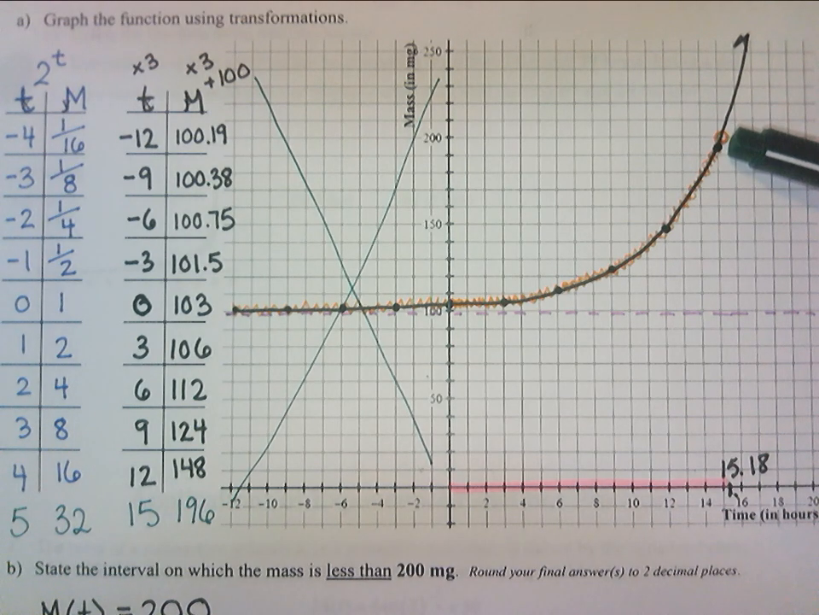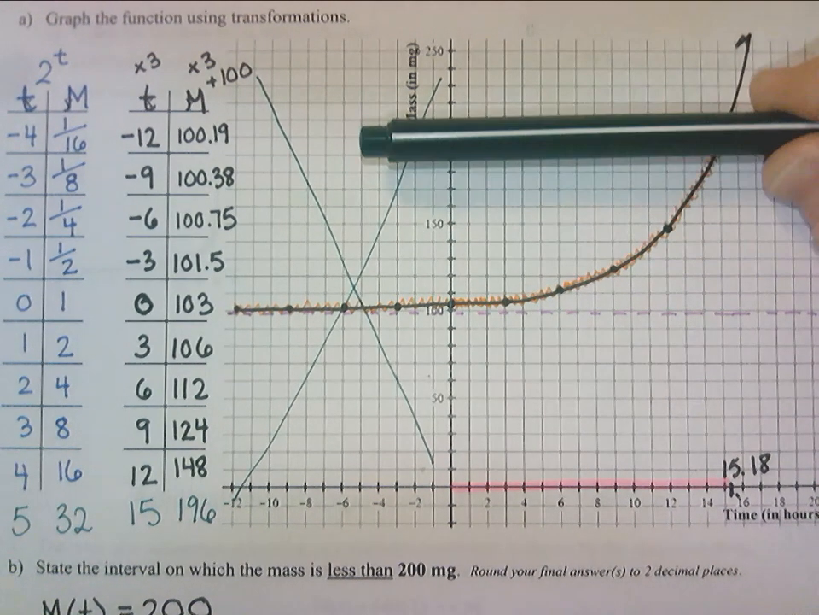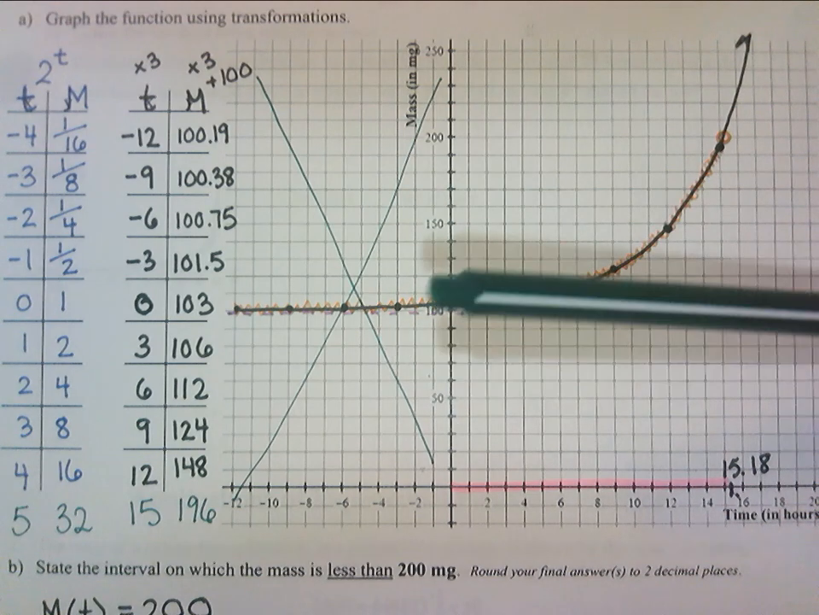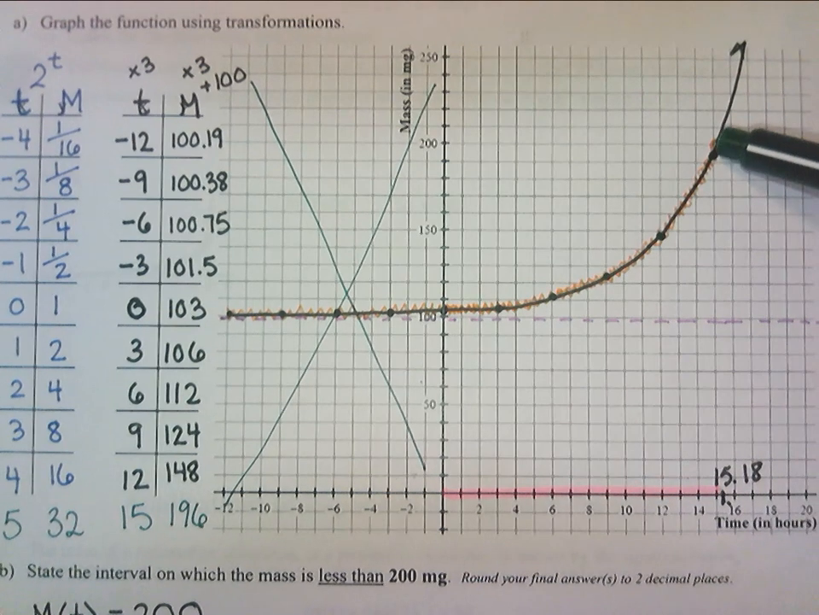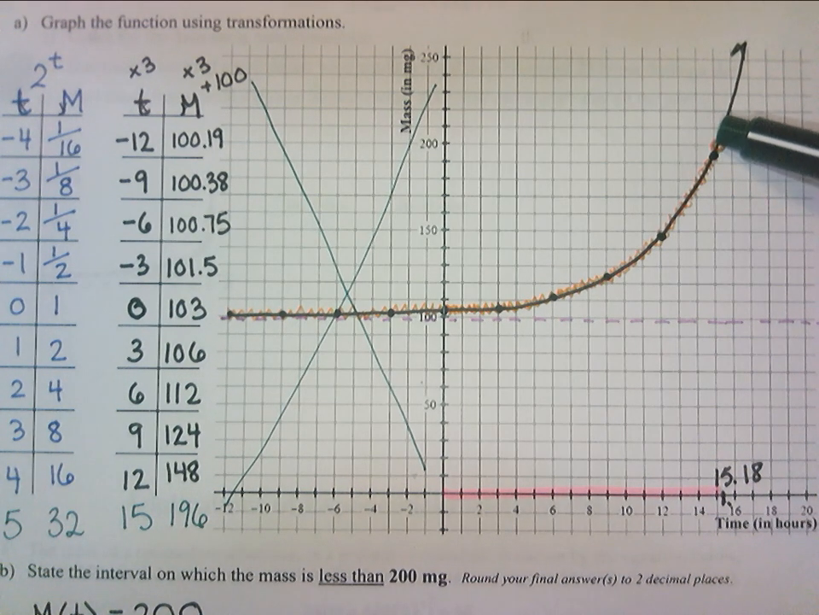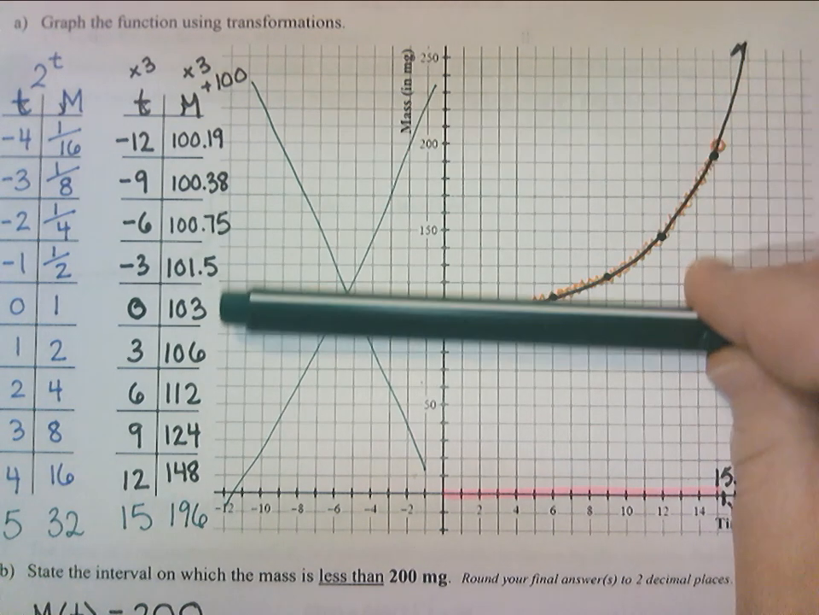Because I wanted it less than, I was interested in everything below 200, but it didn't say equal to. So I would either have said less than or equal to 200, or where the mass is 200 milligrams or less would be what it was if I actually wanted to include that point. But it just said less than, so I did an empty circle, and then I colored in everything below 200.